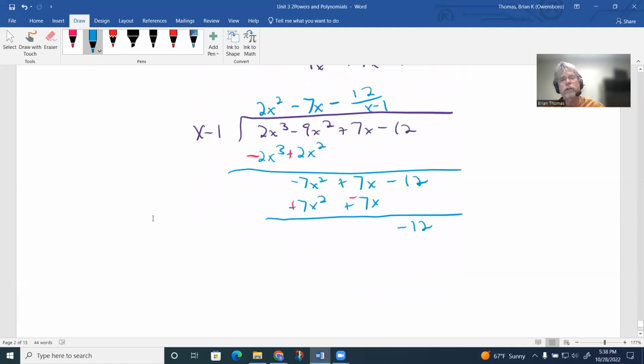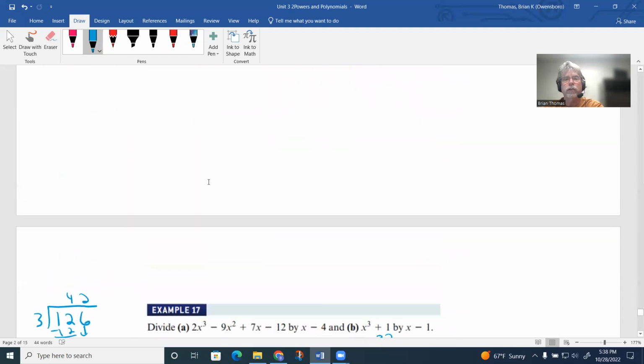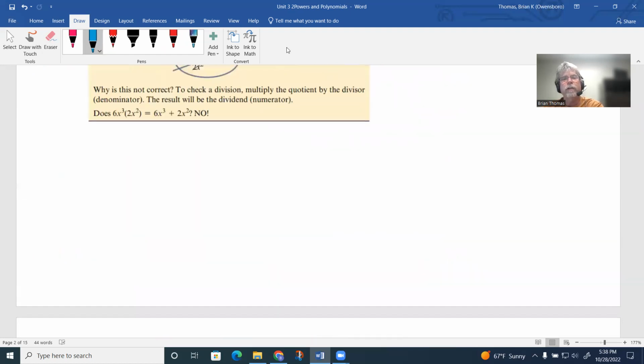So that's a little bit about long division as well. I don't know how much the book does on that, but it kind of takes you through that. So hopefully you find that helpful for today.